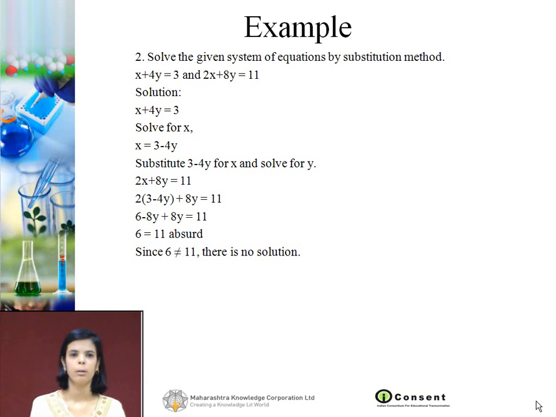We get 2 into 3 minus 4y plus 8y is equal to 11. Multiply each term inside the bracket by 2. We get 6 minus 8y plus 8y is equal to 11.